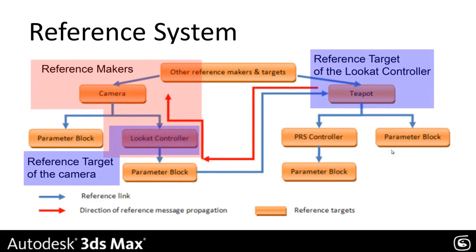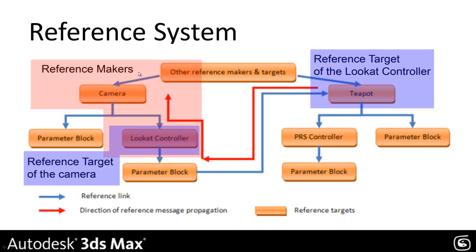So here's a quick diagram of how the reference system works. There are two types of base references: the reference makers and the reference targets. Okay? And you'll see, for example, the camera is a reference maker, and it has a reference to the parameter block, but it also has a reference to a look-at controller. Okay? The blue lines represent a reference link, and the red lines represent the direction of reference message propagation.